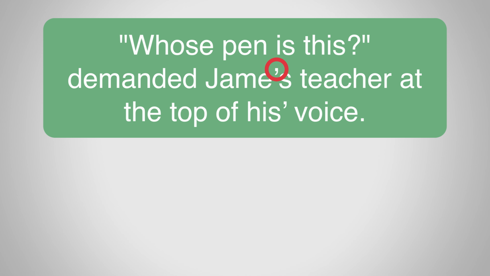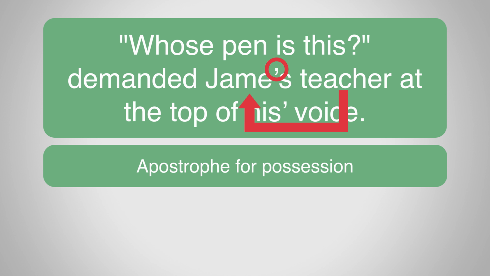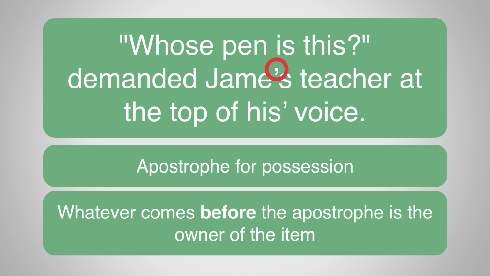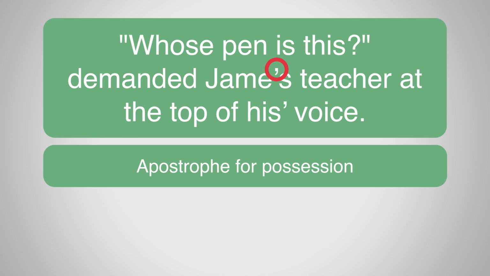Demanded James's teacher. This apostrophe is being used to show possession, to show that the teacher belongs to James. But does it? Is the apostrophe in the correct place? Well, with apostrophes for possession, whatever comes before the apostrophe is the person or thing that owns the item. So with the apostrophe placed here, the teacher would belong to Jame. We're going to need to move the apostrophe right one place, so the teacher belongs to James.